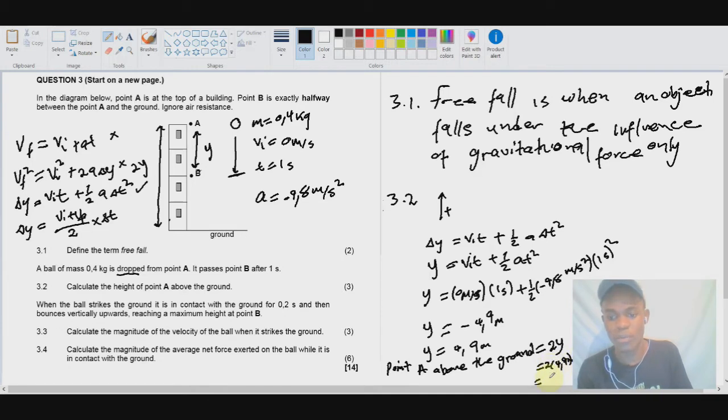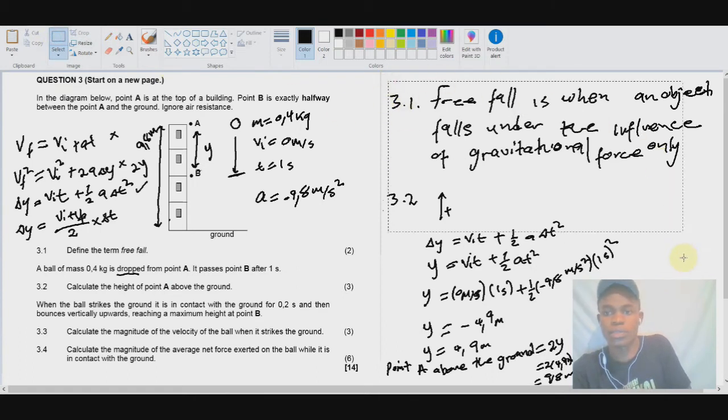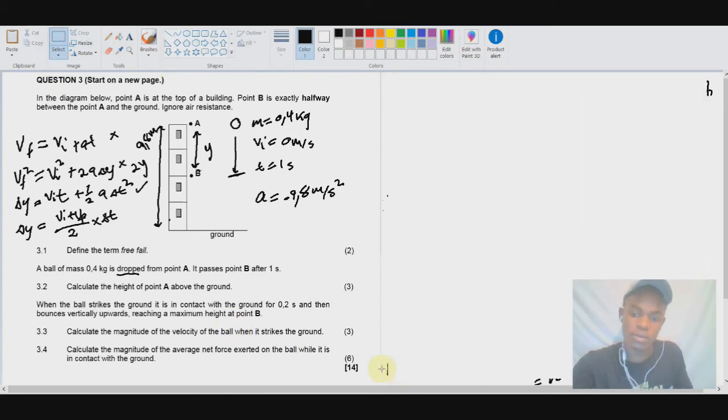So 2 times 4.9, we get 9.8 meters above the ground. It's very important that now that we found this 9.8, we write it down to say this is 9.8 meters from A to the ground, so that if it comes in handy somewhere, we can extract it and use it again. Let me clean very nicely here. Now we can jump to the next question.